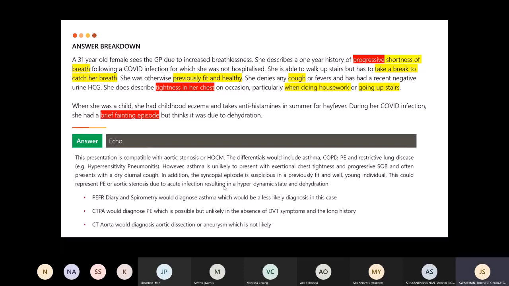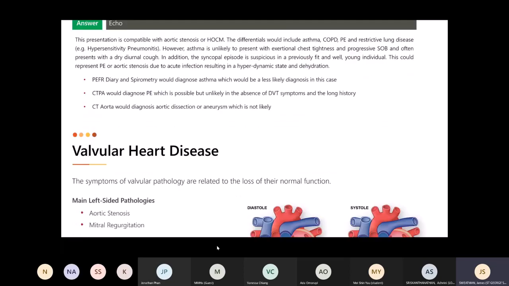All right, CTPA would diagnose PE, which is very possible, especially given a COVID infection and in a young female who may or may not be on contraceptives. But there's no DVT symptoms, and this is a very, very long history. And then CT aorta is for aneurysm or dissection, which is really not likely.